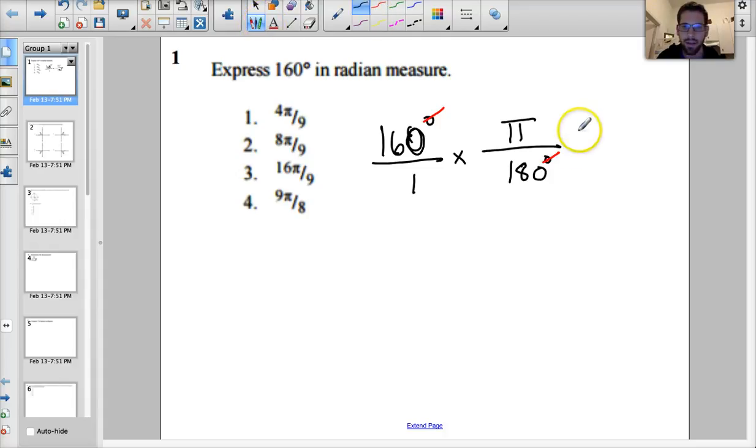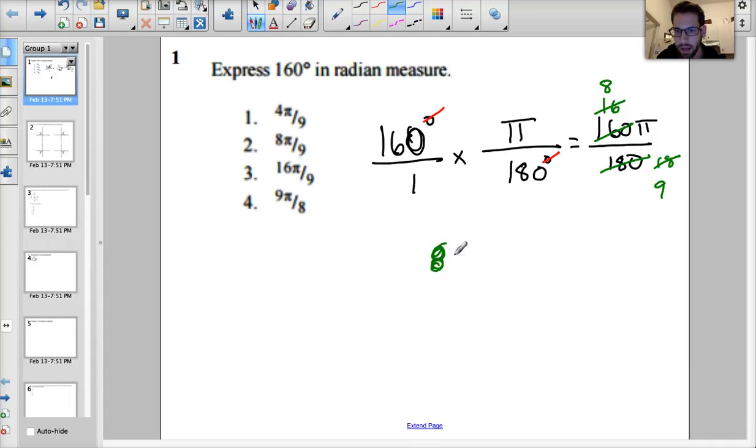So going back to this is going to give me 160 times pi, which is just 160 pi over 180. And then I'll simplify that. I can factor a 10 out of both and cancel those. So that would become 16 over 18, and then I can divide them both by 2. 16 divided by 2 is 8, 18 divided by 2 is 9. So we wind up with 8 pi over 9, which is answer choice number 2.